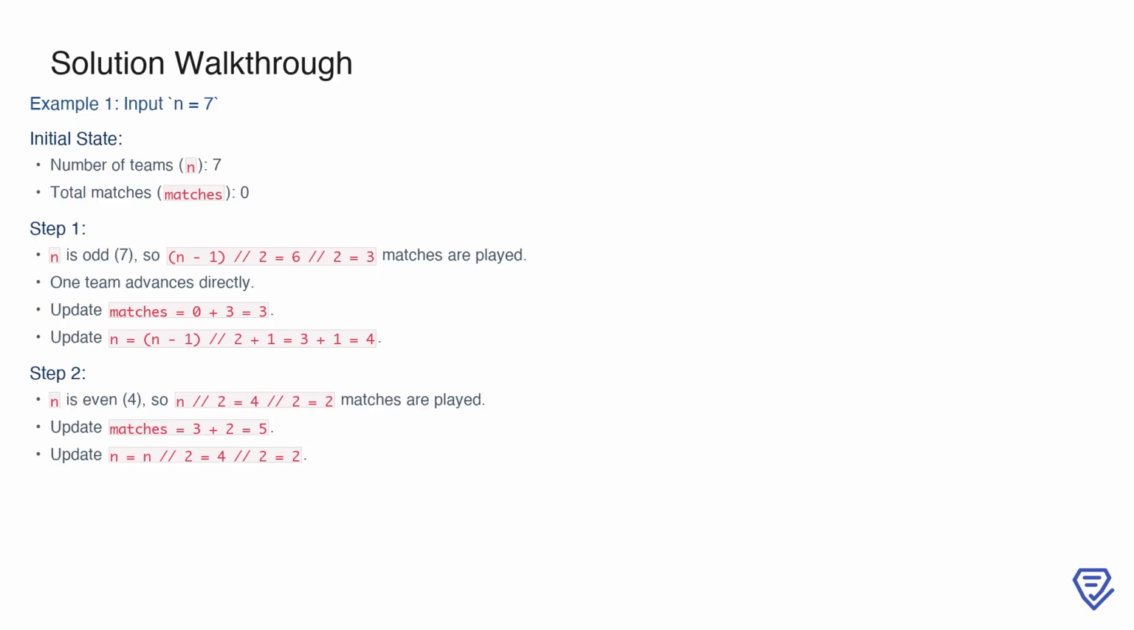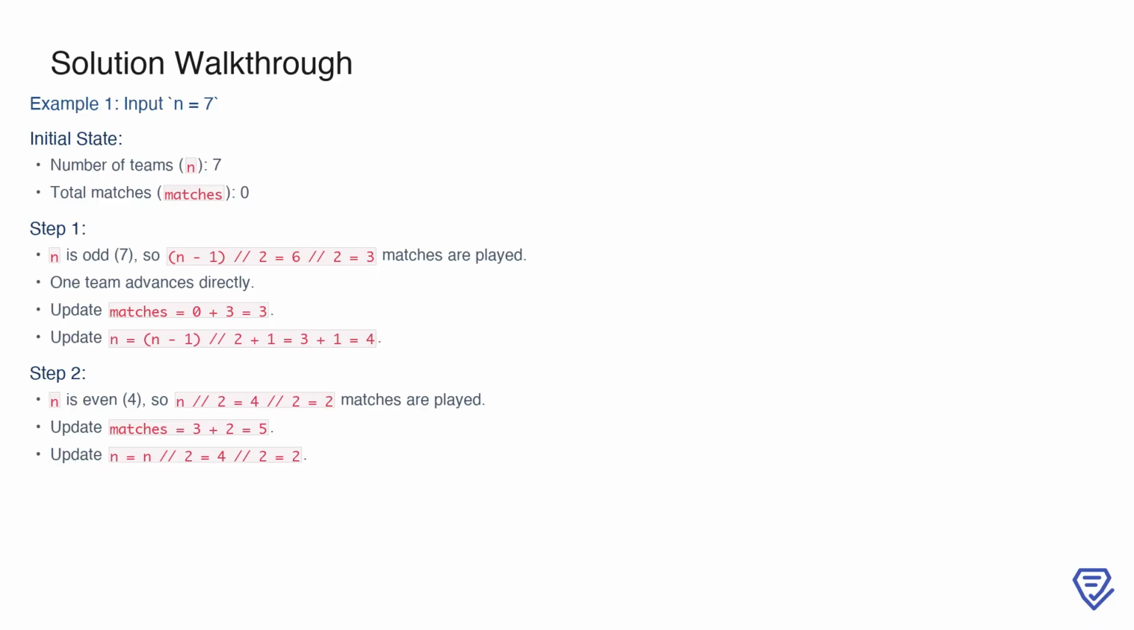Now, in step 2, n is even, meaning every team pairs up to play a match. The number of matches is calculated as n//2. With n equals 4, 4//2 gives us 2 matches.